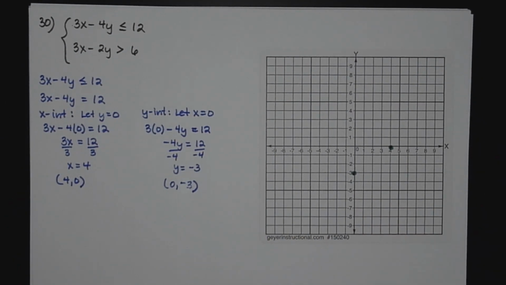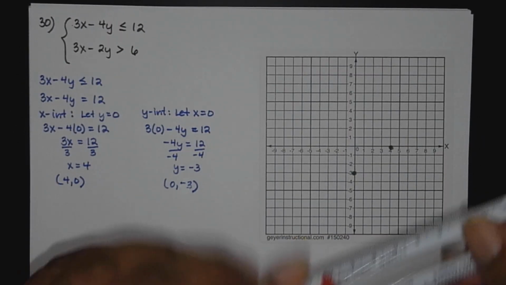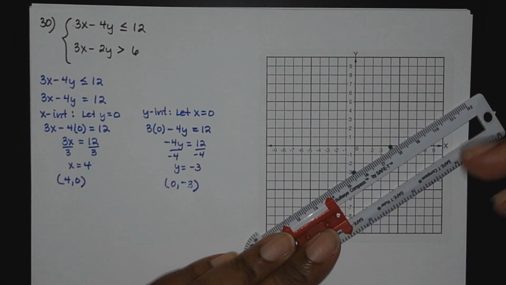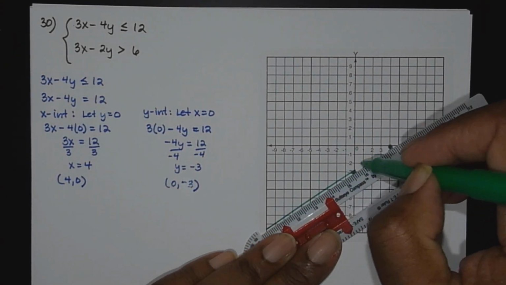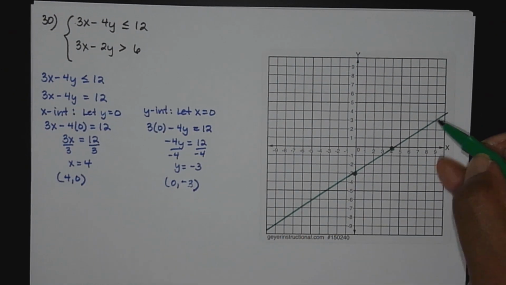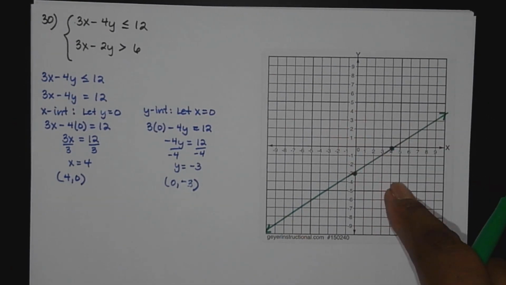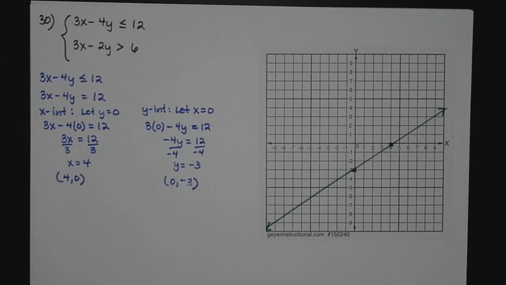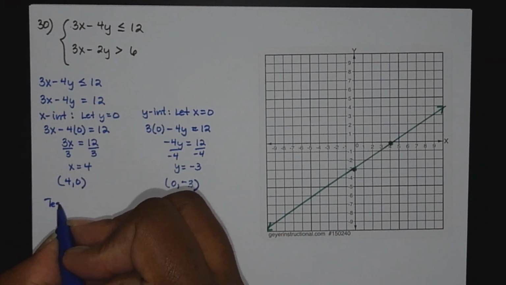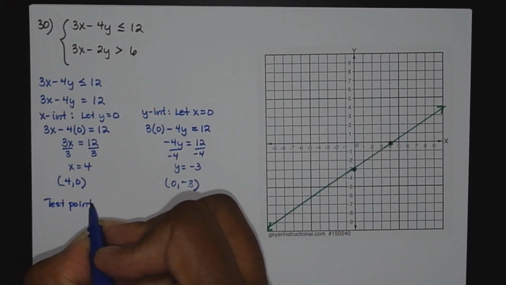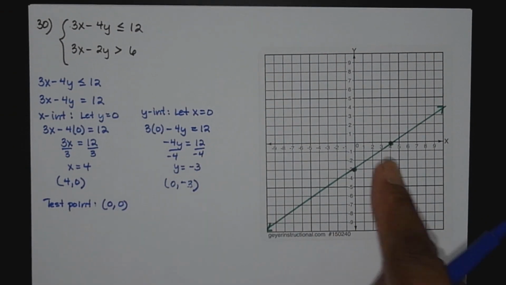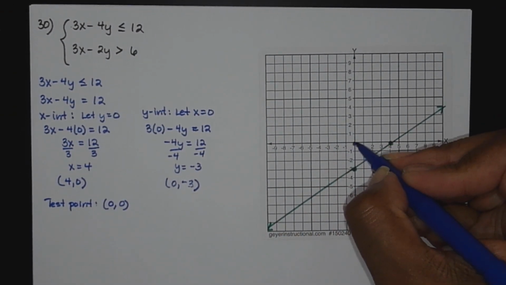Now, would that line be a solid line or a dashed line, based on that inequality? It's solid. Okay, so this is what the half plane will look like. And I will need a test point to determine whether I need to shade the plane above or the one below. Okay, so a good test point would be the ordered pair 0, 0.